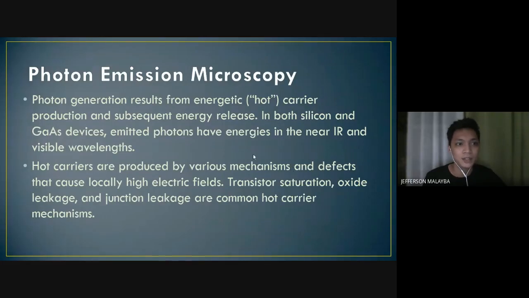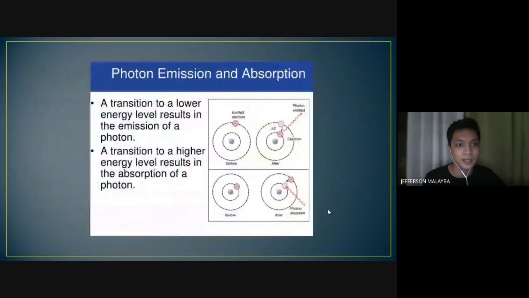So yung mga hot carriers natin, yan yung mga dine-detect ng PEM natin or photon emission microscopy na kayang i-detect ng device natin or ng technique na 'to. So, paano naman na-create yung mga hot carriers na yan? Ganito siya, photon emission and absorption.